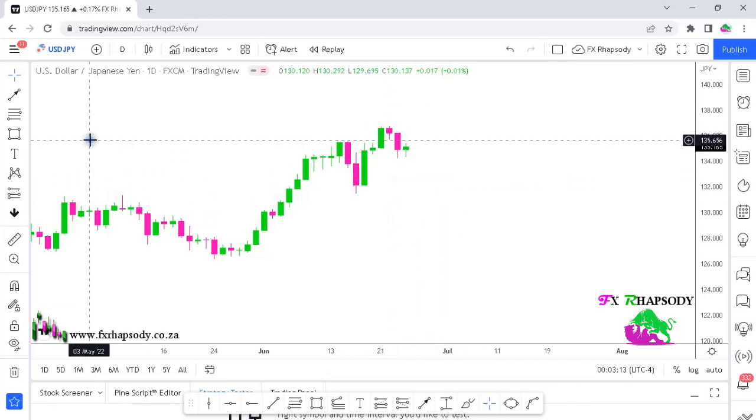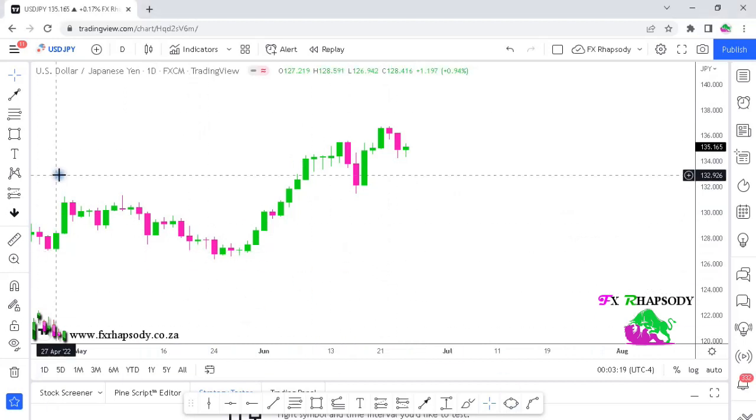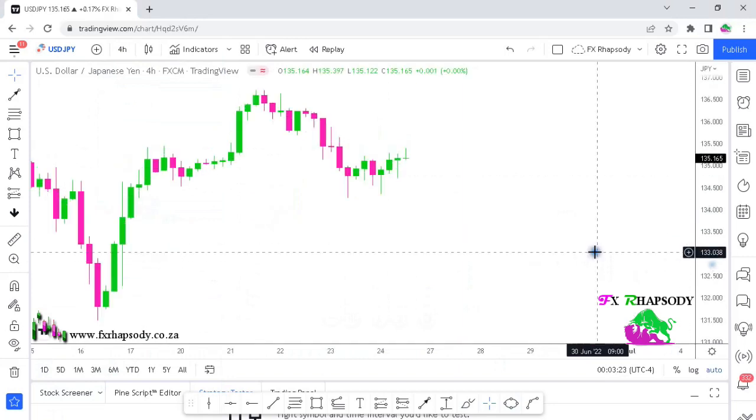But when it will happen, I'm not going to predict any times. I'm not a fortune teller. I'm just reacting to what the market tells us. So 4 hour time frame, let's have a look.